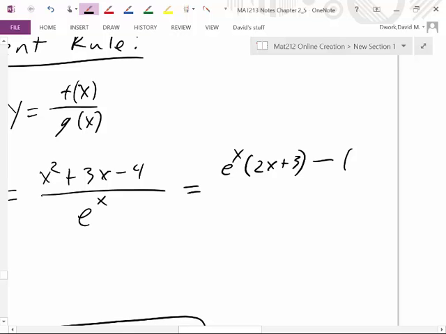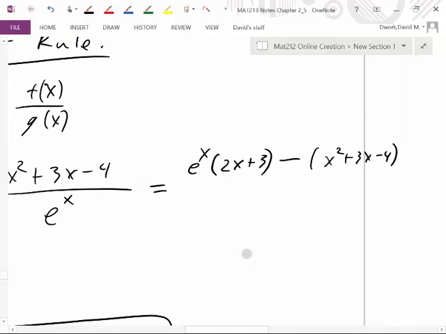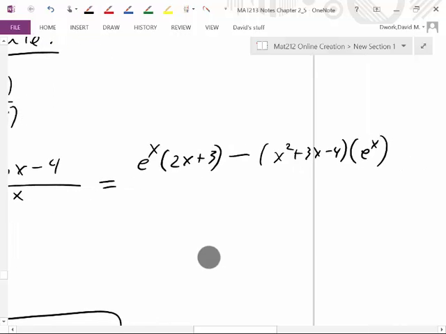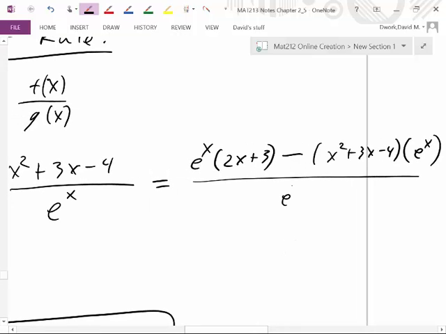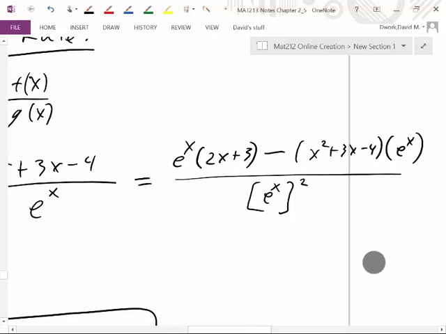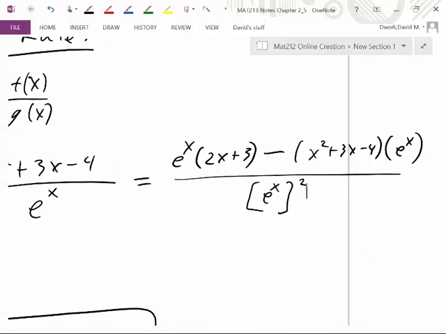So we did low d high minus high d low. What's the derivative of e to the x? That's the easy one. It's itself, e to the x. All over the square of what's below. There we go. There's our derivative. So hopefully that helps.